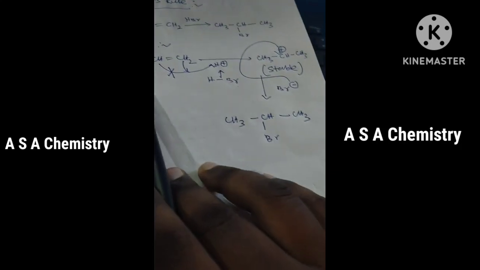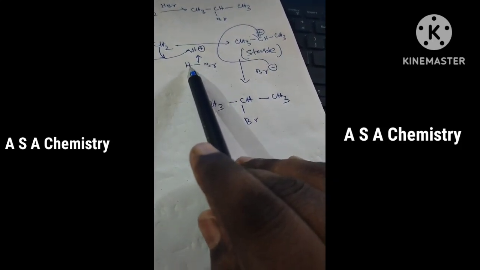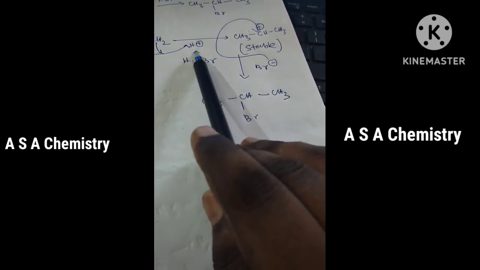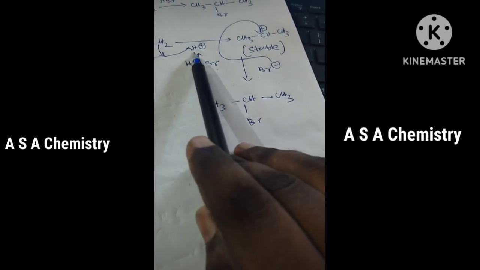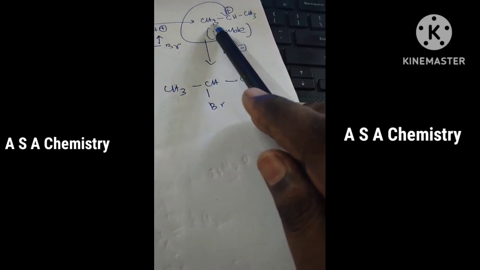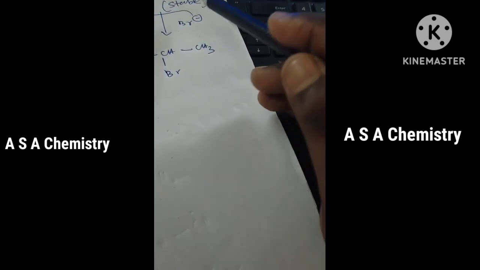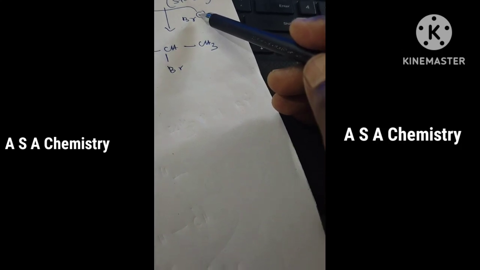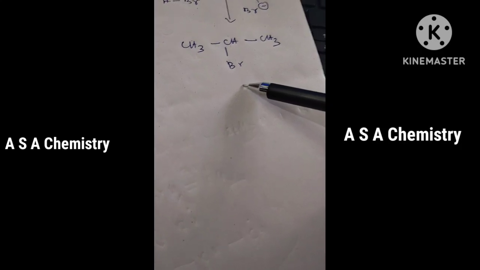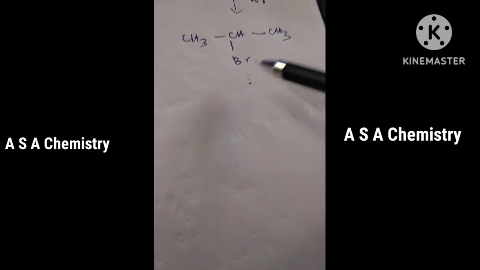So now if we study the mechanism, the propene in presence of HBr first produces H+ and Br-. In presence of H+, the propene will undergo electrophilic attack and it gives this carbocation because this is stable, and after that the nucleophilic attack will occur, that is the bromine will attack this carbocation and it will give 2-bromopropane as the major product.